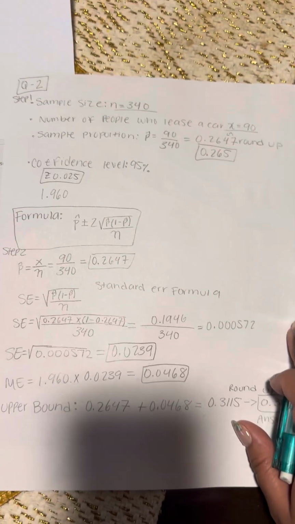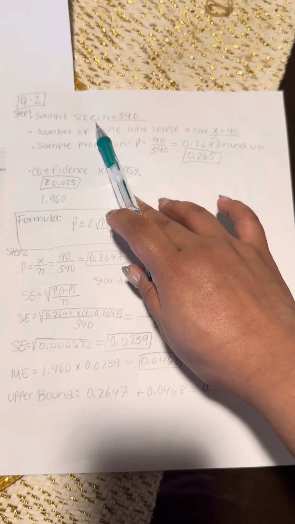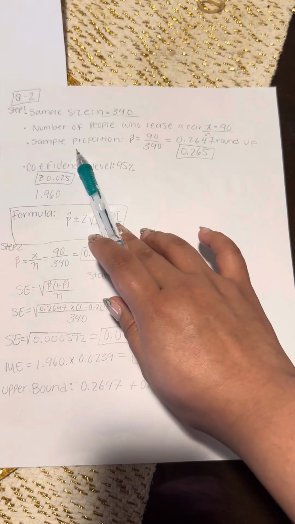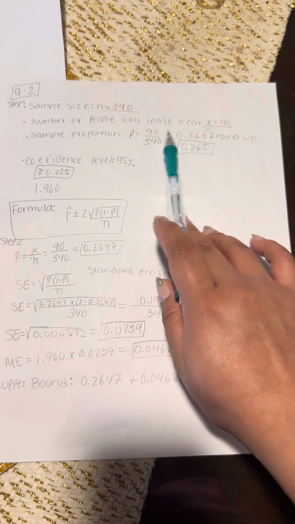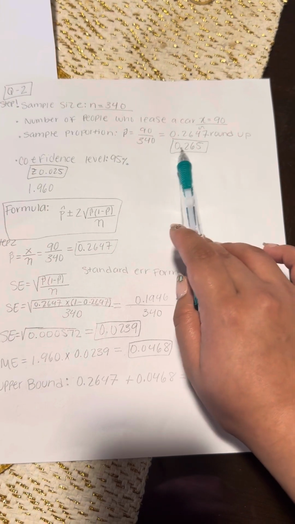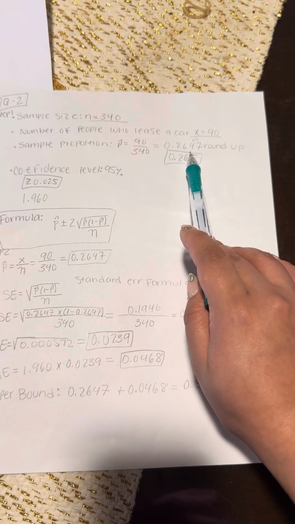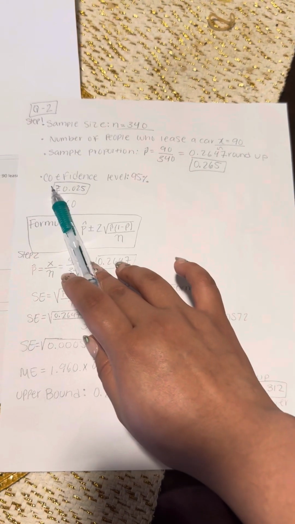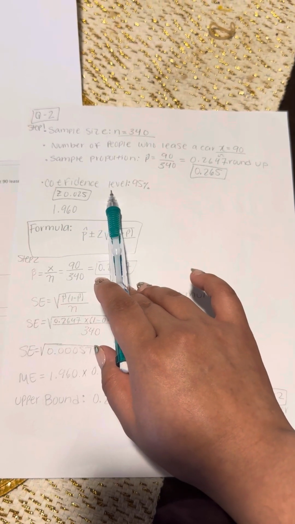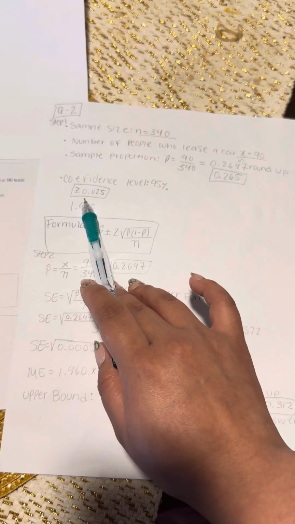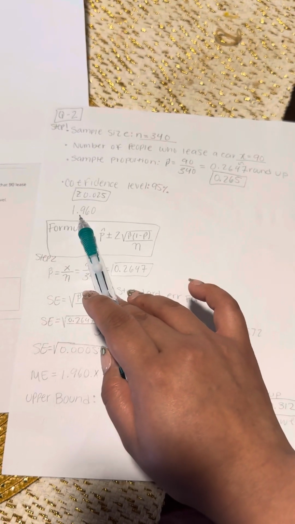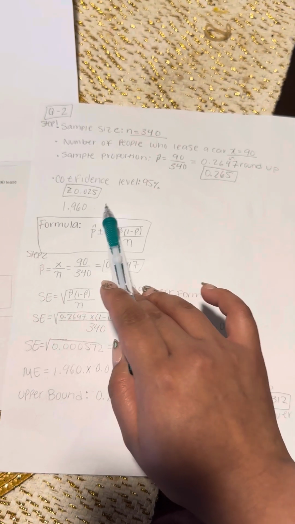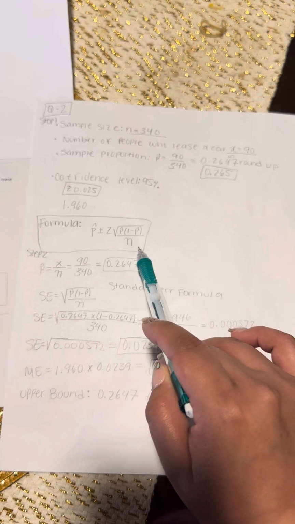So this is what I did: you have to find the sample size and the number of people who leased a car, which was 90, and the sample proportion, which you get by doing 90 divided by 340. It would equal 0.2647, but you have to round up, so it's 0.265. Then you find the critical value for 95% confidence. So since we got this here, it would be 1.960, and we would use this formula, right?